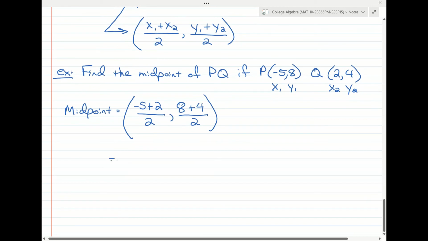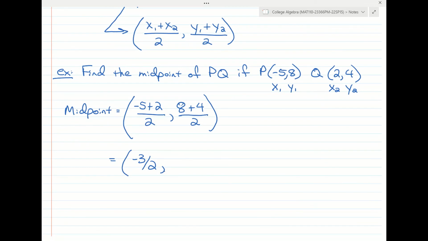We do that, -5 plus 2 is just -3/2. You're allowed to have fractions, so just follow the formula, add them up and divide by 2. And 8 plus 4 is 12. 12 divided by 2 is 6.